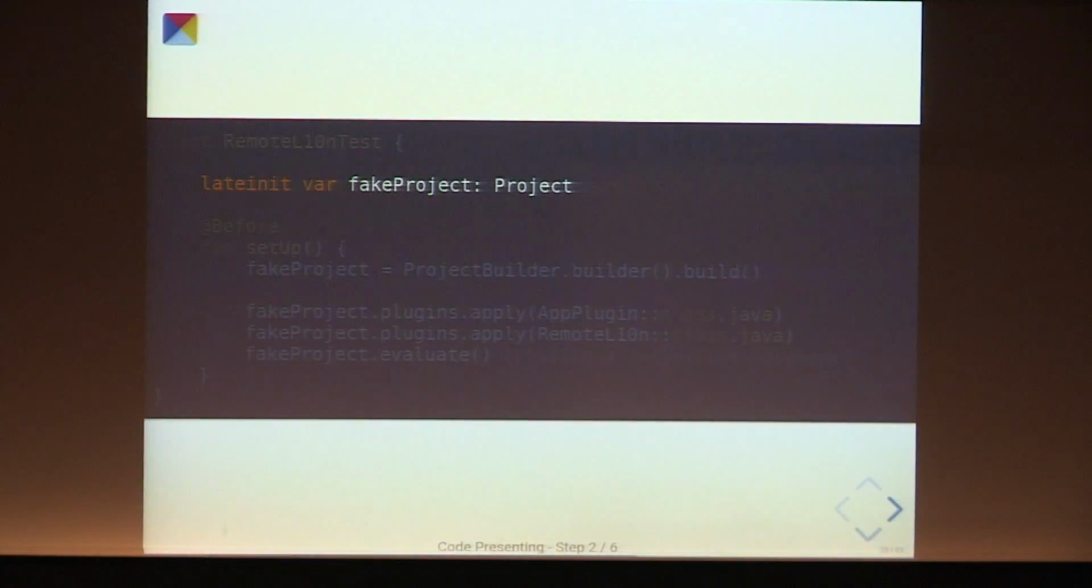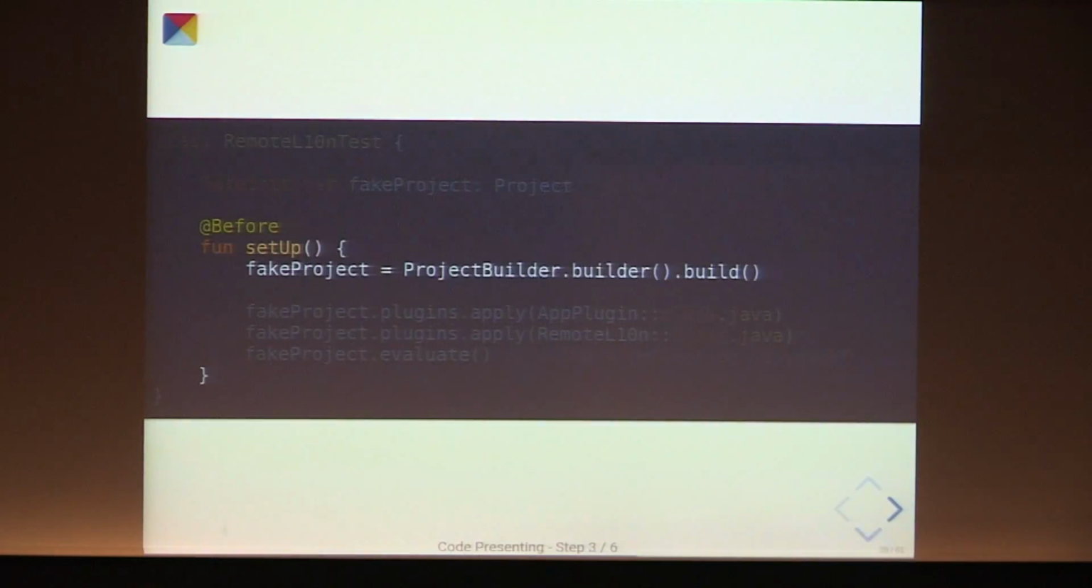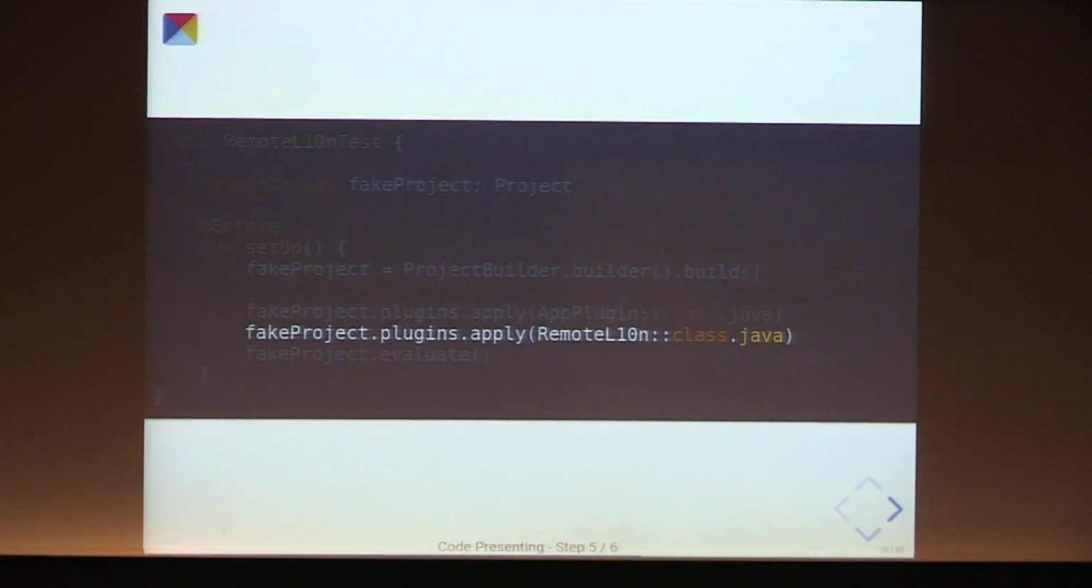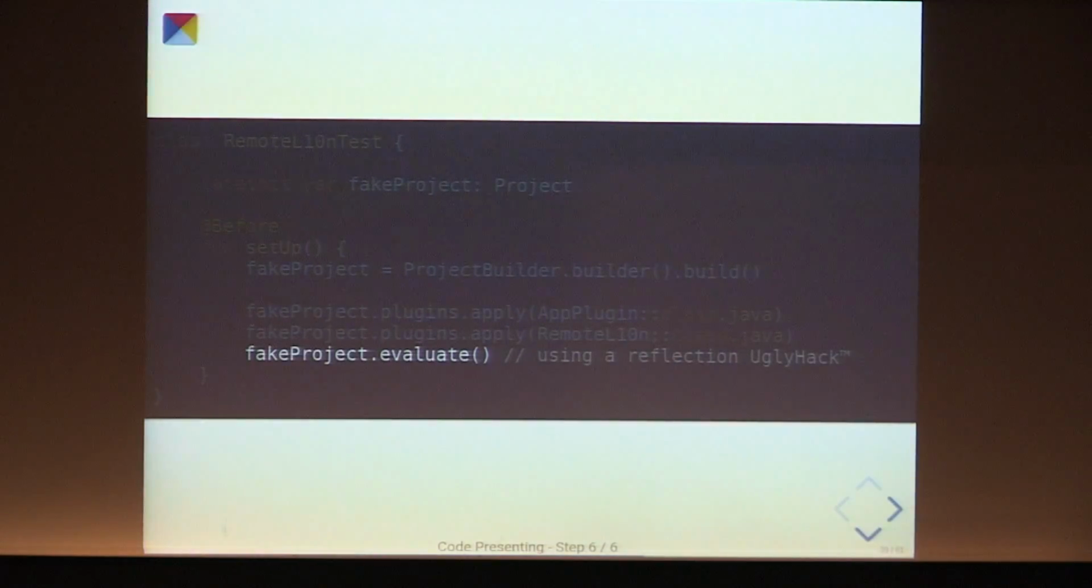You're going to have a fake project instance. Gradle has something called ProjectBuilder that can create a very simple project instance. Then you can say, okay, I want to apply the app plugin, which is the Android application plugin directly. And then I'm going to apply my own plugin. And then you are going to call evaluate. If you do that in Groovy, you can call it directly. Inside Kotlin, you have to use an ugly reflection hack.